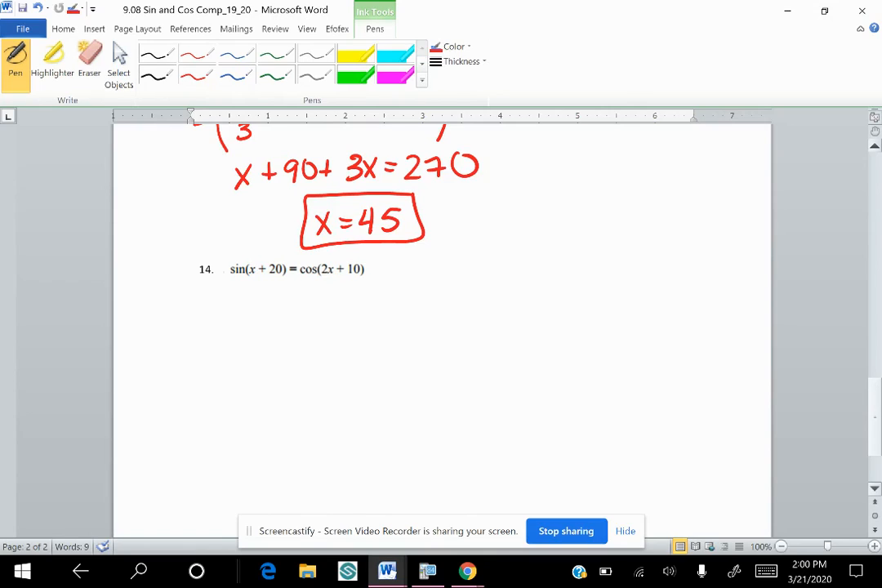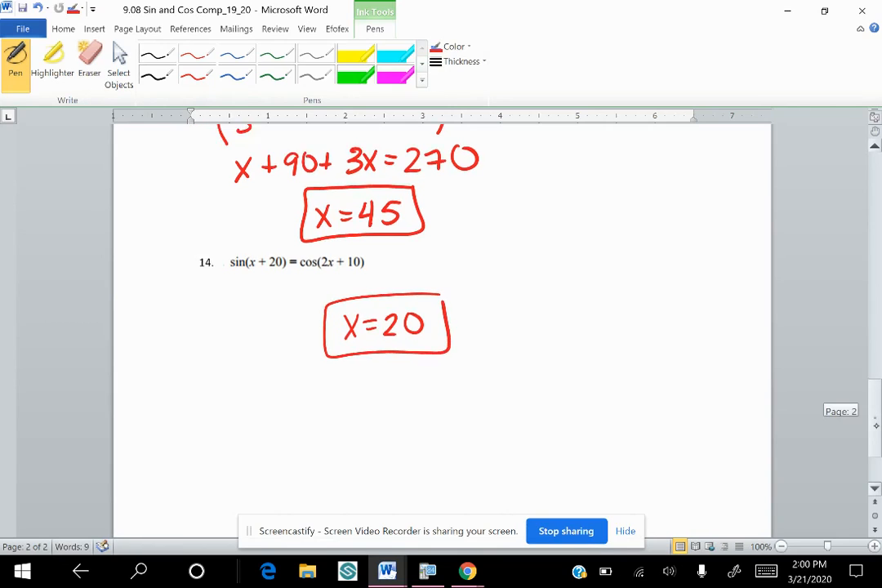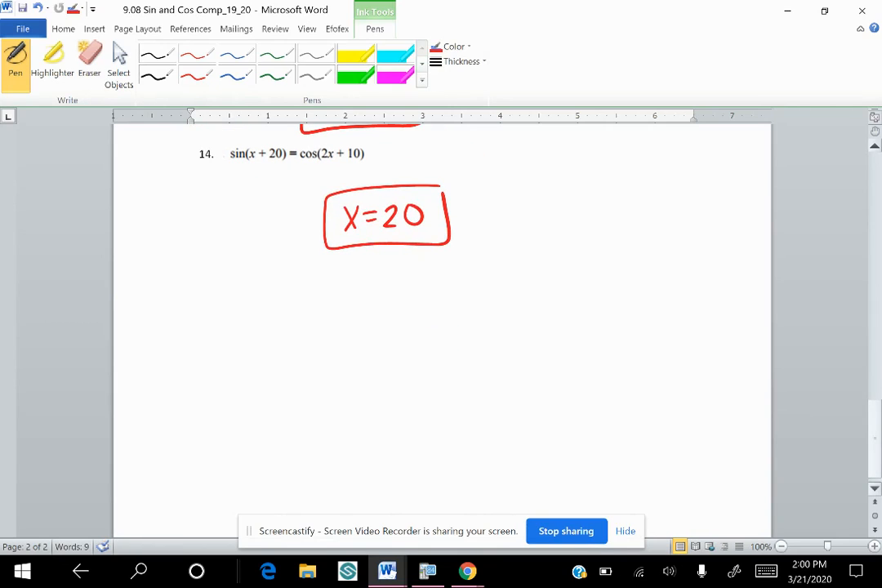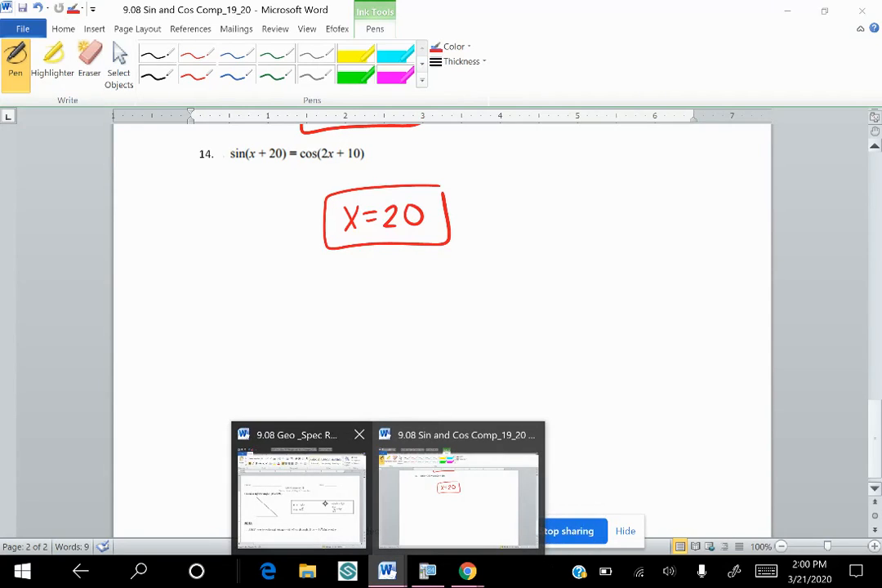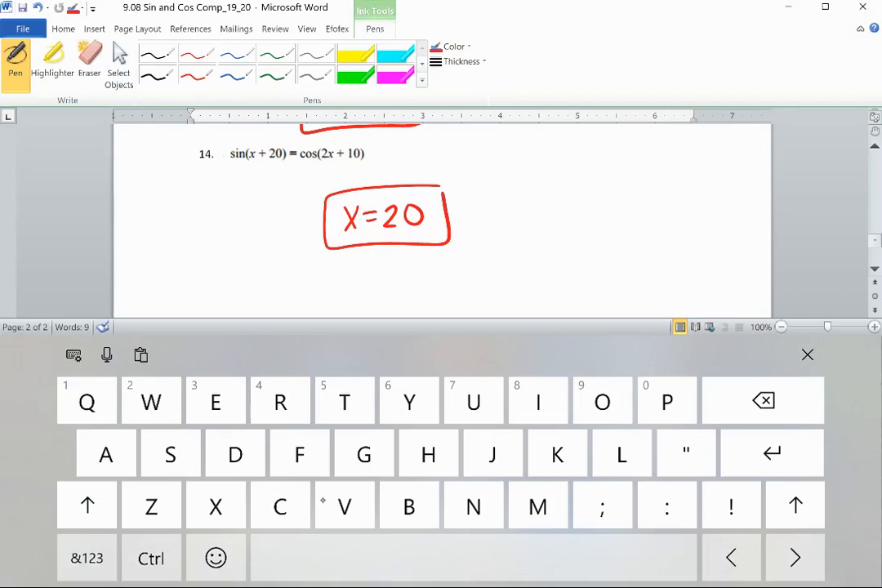And the last one, number 14, go ahead, pause the video, give it a try. All right, and for that one, the final answer should be x equals 20. So if you ever see sine and cosine set equal to each other, that's what you want to do. Next up, we're going to talk about something different.